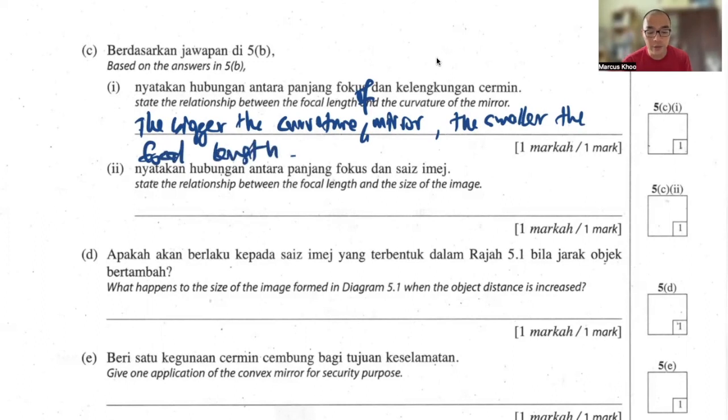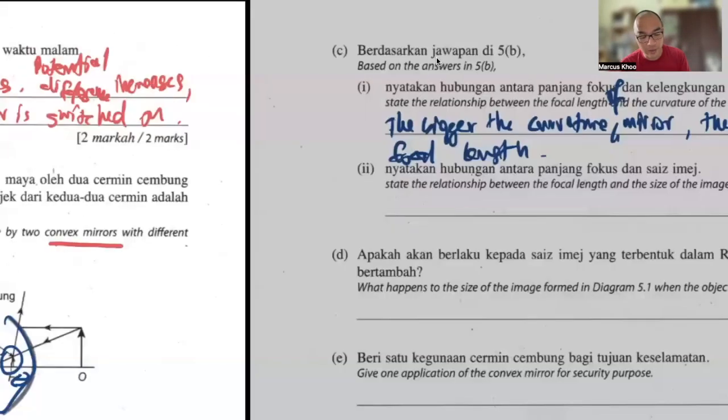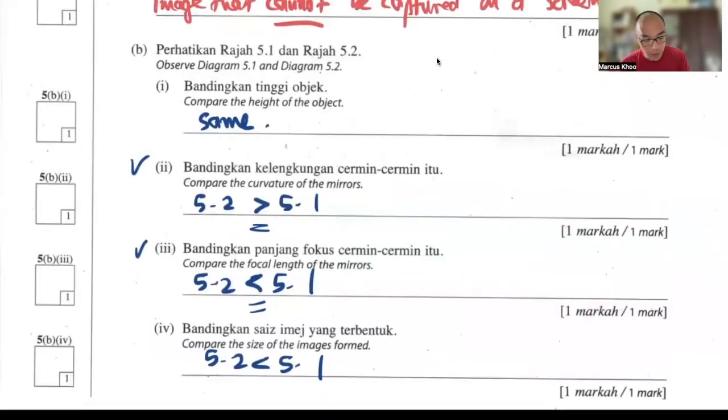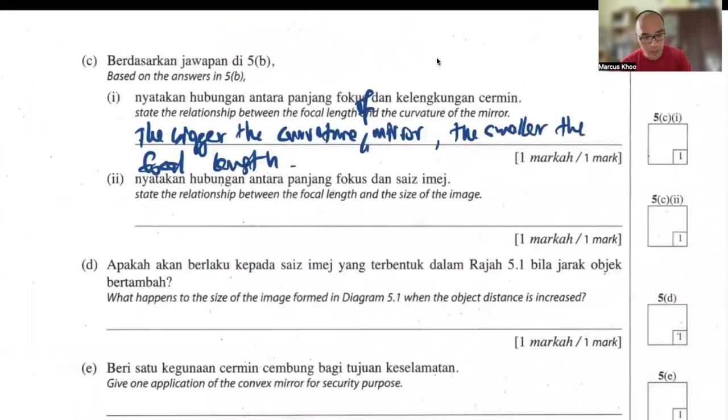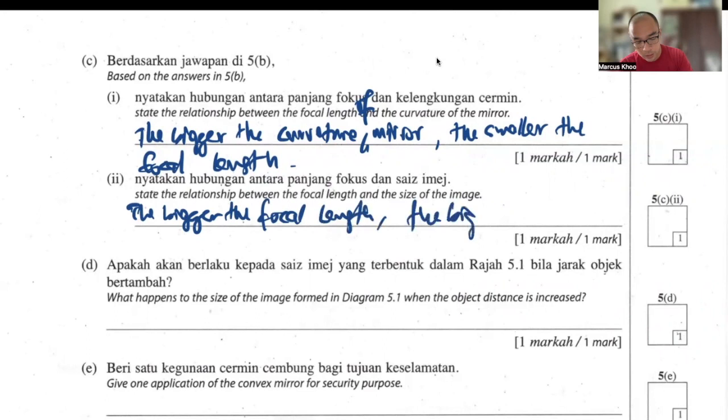Then state the relationship between the focal length and the size of the image. The focal length and the size of the image, since it is in the same direction, will be one bigger, the other bigger. So the bigger the focal length, the bigger the size of the image.